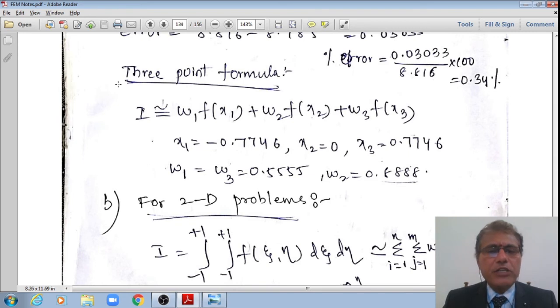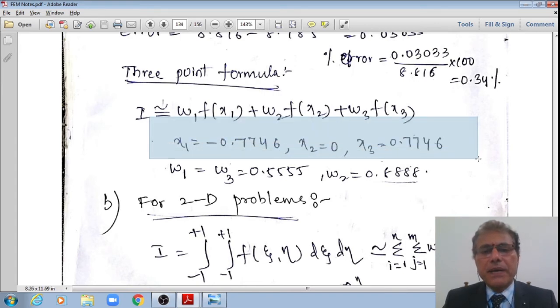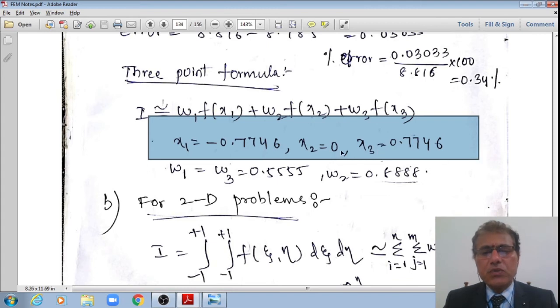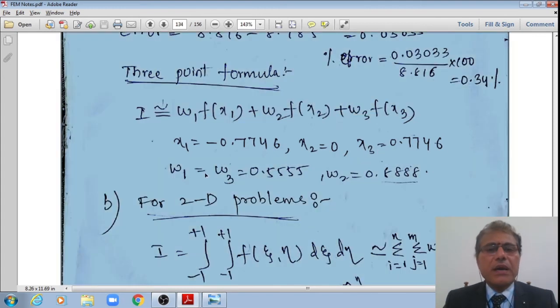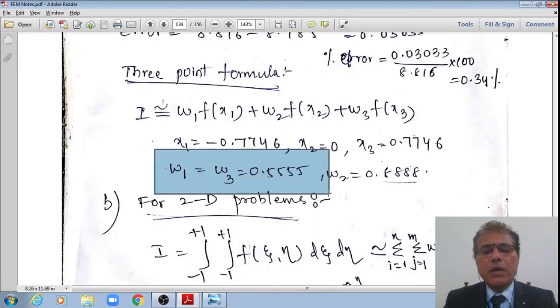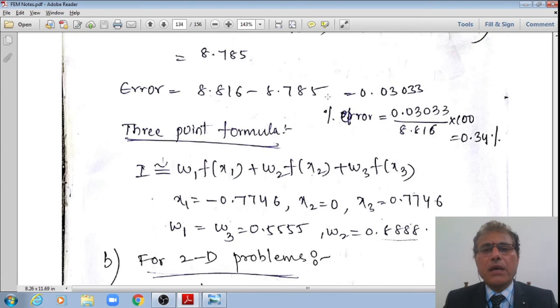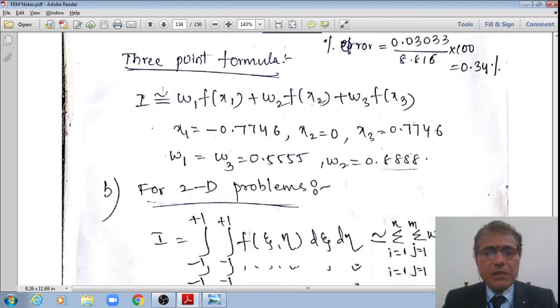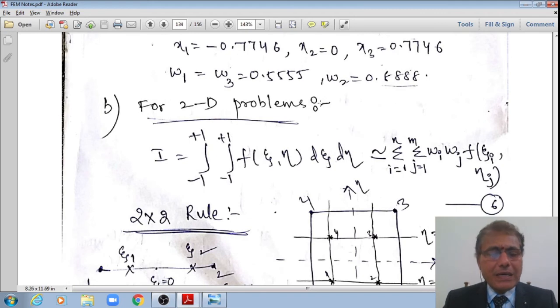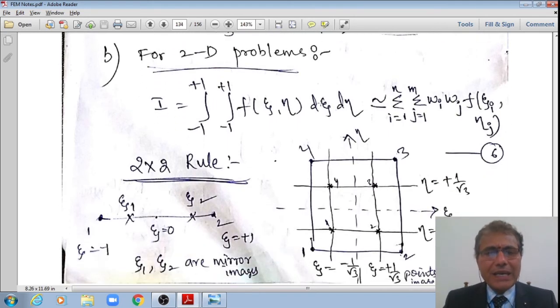Then we can say that I is approximately equal to w1 f of x1, w2 f of x2, w3 f of x3, where the sampling points x1 is minus 0.7746, x2 is 0, x3 is equal to 0.7746, and the weightages w1, w3 are both 0.5555 and w2 is 0.8888. If you substitute that, then you will get a very improved value. The error is almost tending towards 0 now. That is how you can improve the accuracy of the integral further, right?